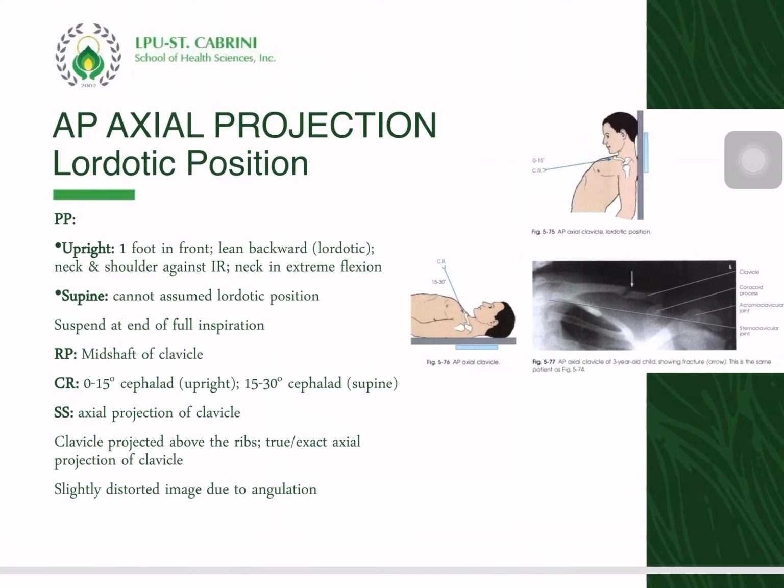If the patient cannot assume lordotic position, we can place them in supine with a central ray angulation of 15 to 30 degrees cephalad. If the patient is in upright position, direct the central ray 0 to 15 degrees cephalad depending on their lordosis. Both central ray angulations are directed to the midshaft of the clavicle, and this will demonstrate the clavicle above the ribs.